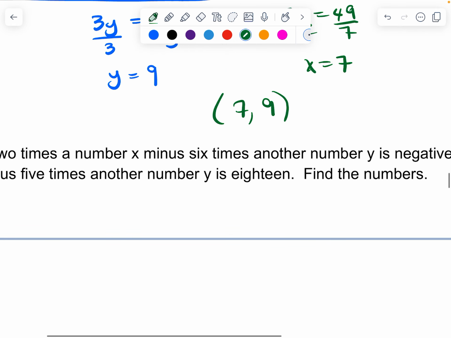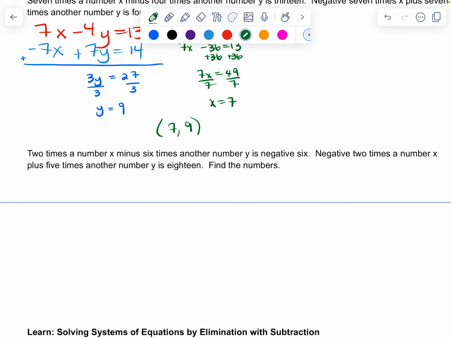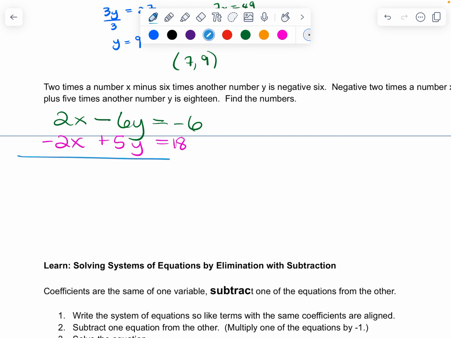Okay, same thing here. It says 2 times the number x, 2x, minus 6 times another number y is negative 6. Then it says negative 2 times a number x plus 5 times another number y is 18. And solve it. I add them together. I get negative y equals 12. So y equals negative 12.